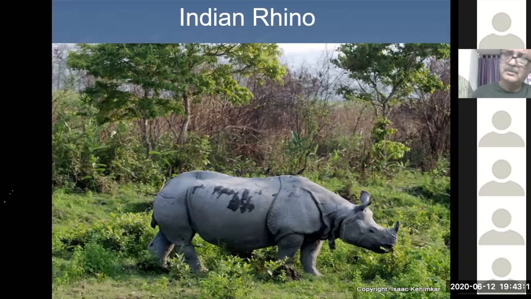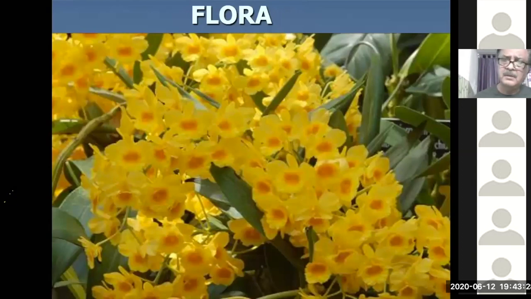So that's the rhino, a wonder, endangered and specially protected. From Kaziranga and other places, they are now translocated to Dudhwa also. So we have this very endangered animal still surviving in India. And then the northeast is a land of orchids. Of course, orchids are found in the Western Ghats and South India also, but the majority of orchids are found in the north. The diversity is more in the northeast.